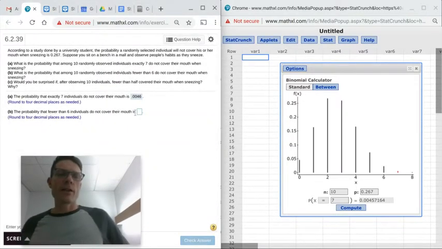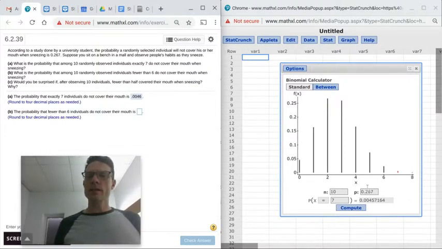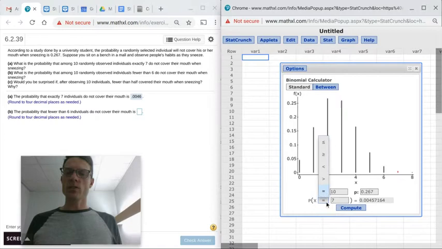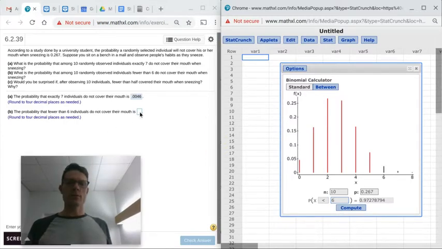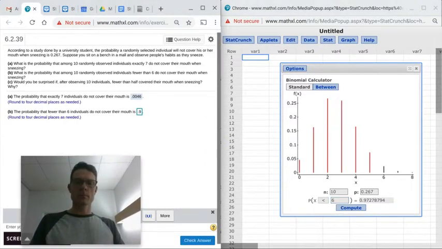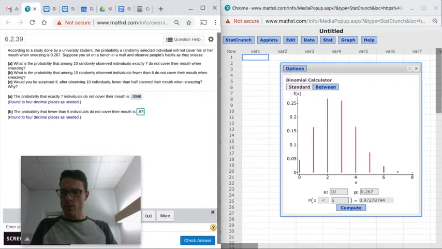All right, now what's the probability that fewer than 6 individuals do not cover their mouth? Well, we've got everything loaded into the binomial calculator. We can just adjust this. So fewer than 6 individuals. The probability would be really high, about 97%. 0.9728.